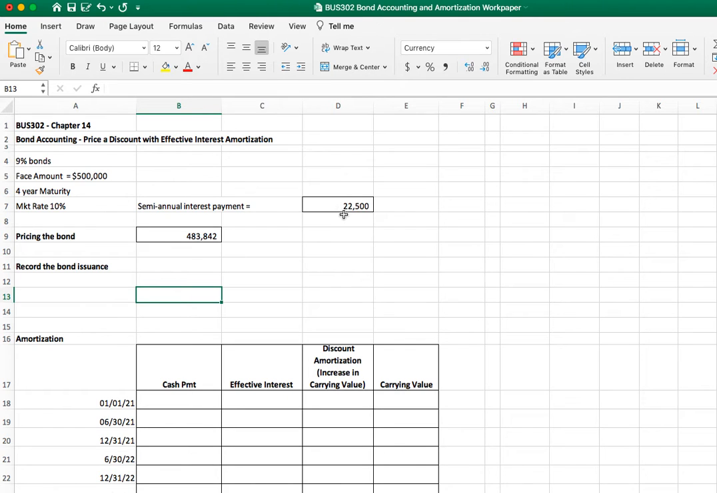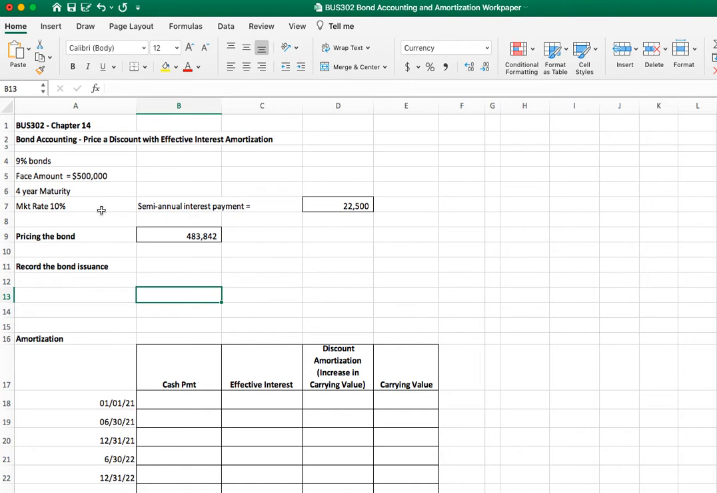We computed the semi-annual interest payments to be $22,500, which was computed by taking the face amount and multiplying it by half the stated rate. If the bonds are paying 9% annually, then every 6 months or semi-annually they will pay out 4.5%. So every 6 months the company will pay $22,500 in interest to the bondholders.